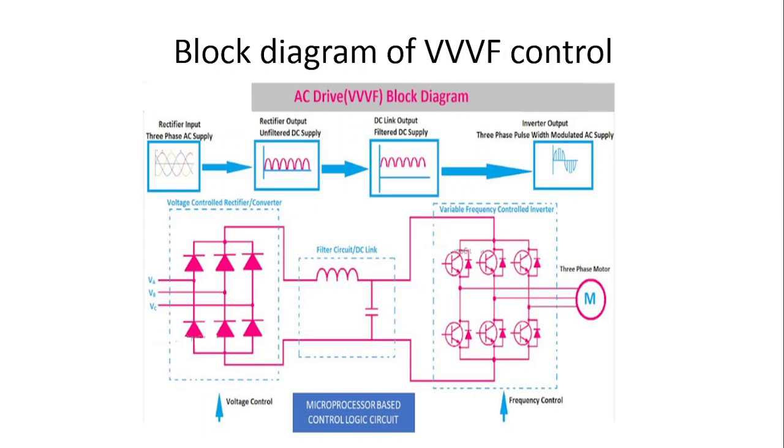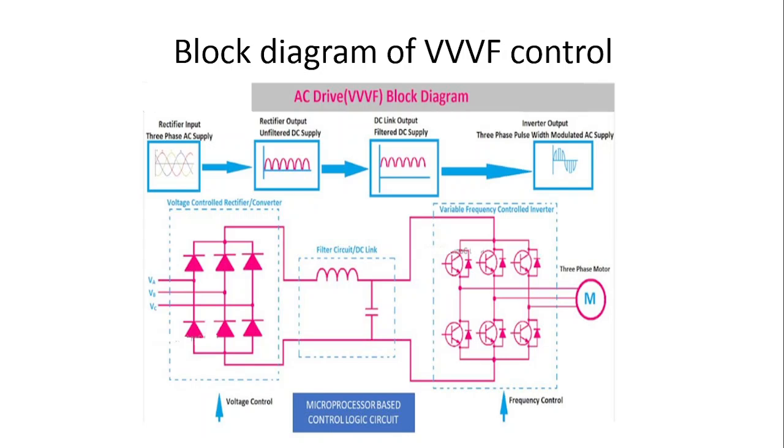To change the frequency, we provide varying firing pulses to the SCR semiconductor switches, and the firing pulses are generated by the microcontroller unit present in the drive system. The firing pulse pattern is generated by the microcontroller unit in such a way that the output of the inverter unit is a pulse width modulated AC supply.